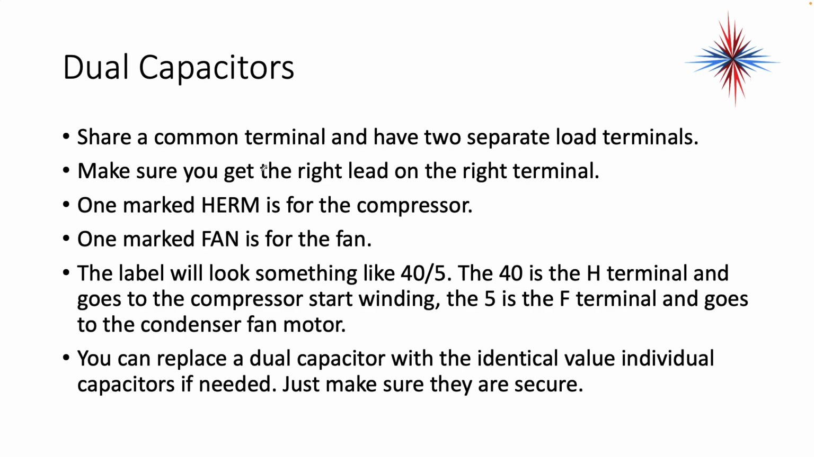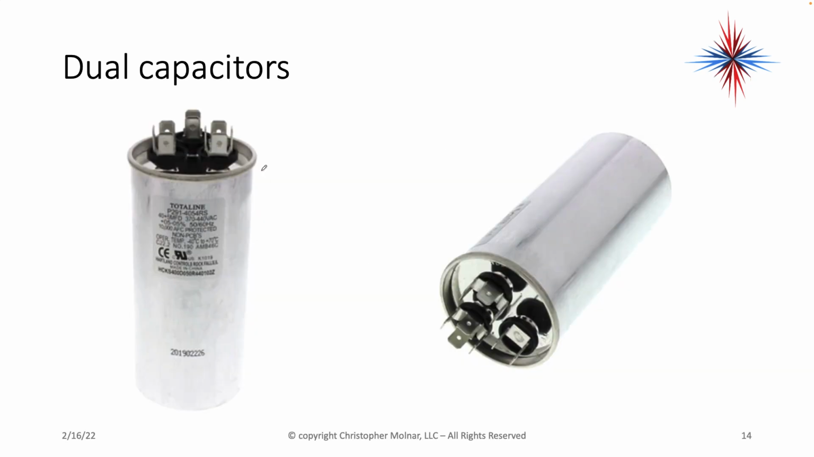Dual capacitors share a common terminal and have two separate load terminals. Make sure you get the right lead on the right terminal. One is marked Herm for the compressor. One is marked Fan for the fan. The label will look something like 40/5. The 40 is the H terminal and goes to the compressor winding. The 5 is the F terminal and goes to the condenser fan motor. You can replace a dual capacitor with identical value individual capacitors if needed. Just make sure they're secured and not just hanging by wires.